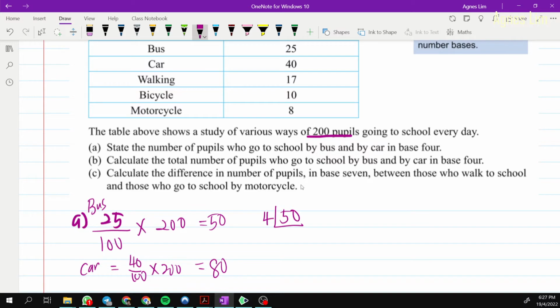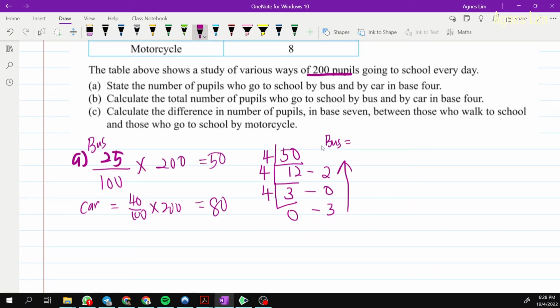So 50 divided by 4, you get 12. What is the remainder? 2. Continue. Divide by 4, we get 3, with no remainder. Divide by 4 becomes 0, remainder 3. So for bus, the number of students is 302 base 4.